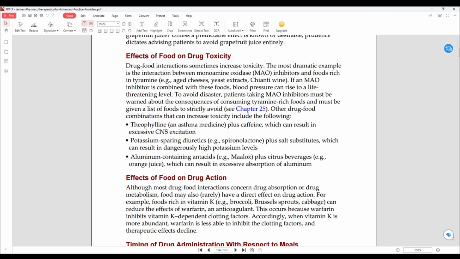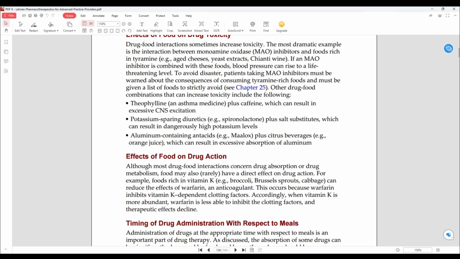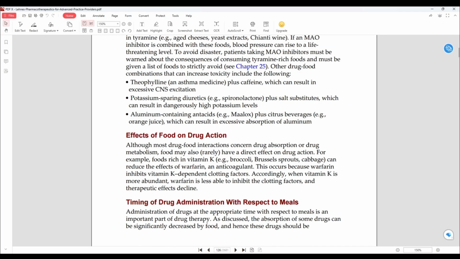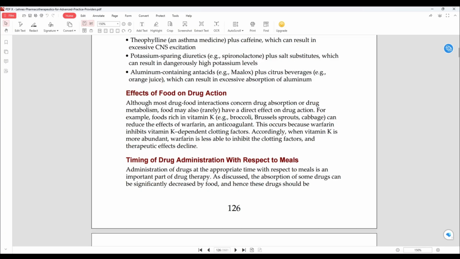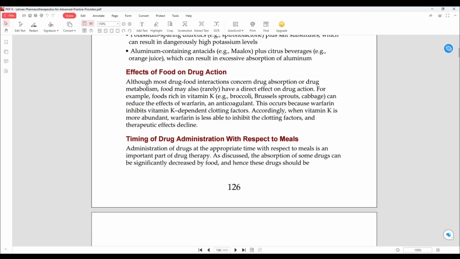Other drug-food combinations that can increase toxicity include the following. Your theophylline, an asthma medicine, plus caffeine, which can result in excessive CNS excitation. Your potassium-sparing diuretics, your Aldactone, plus salt substitutes, which can result in a dangerously high potassium level. Aluminum-containing antacids, your Maalox, plus your citrus beverages, so your orange juice, again grapefruit juice, which can result in excessive absorption of aluminum.